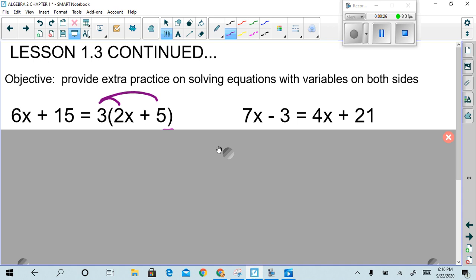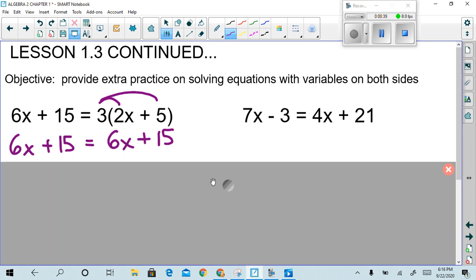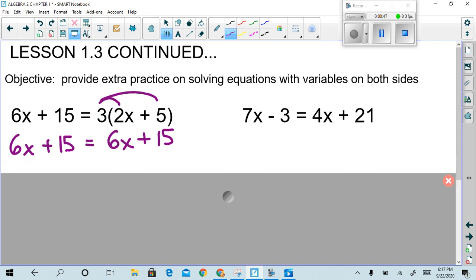In my first problem, as in any problem, you look to see if there's anything to simplify on the left or the right. Left, 6x plus 15, nothing to simplify, so I bring that down. However, on the right, I'm going to distribute that 3. 3 times 2x is 6x, and 3 times 5 is 15.